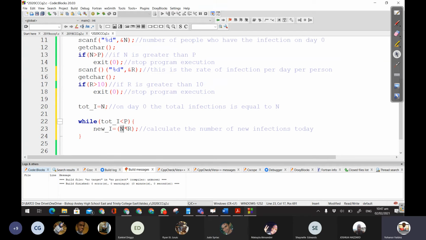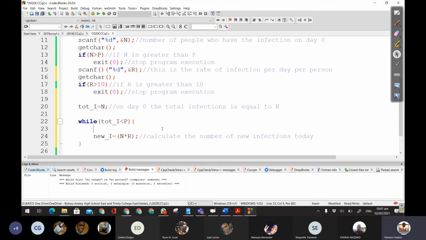The number of people infected from day 0, they are going to infect a certain amount of people, right? So in this case, we have one person infecting 5 people. So the new infections at the end of day 1 is going to be 5, right? And this will happen on the first day, right?